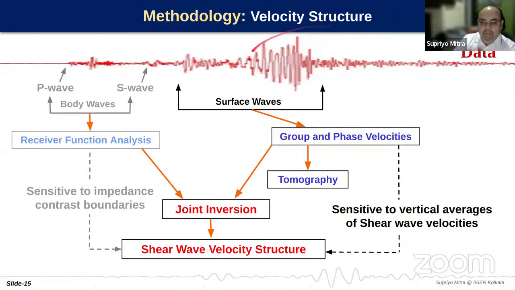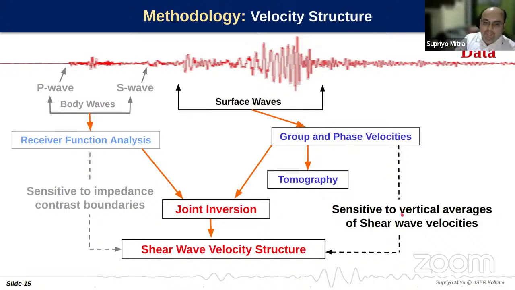And this is the bracket of surface waves, let's say, on that generic form of the seismogram. What you can do is you can actually abstract information about the group and phase velocity. Surface waves are dispersive, so different frequencies travel with different velocities. So if you take out the group velocity as a function of period, you can run a tomography, and then for the point surrounding your station, you can actually get a group velocity dispersion curve or a phase velocity dispersion curve, and that is sensitive to the vertical averages of shear wave velocity.